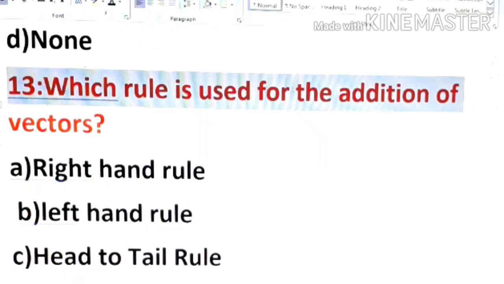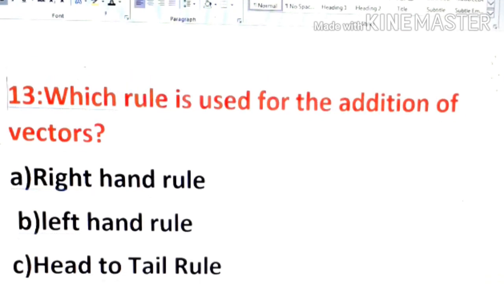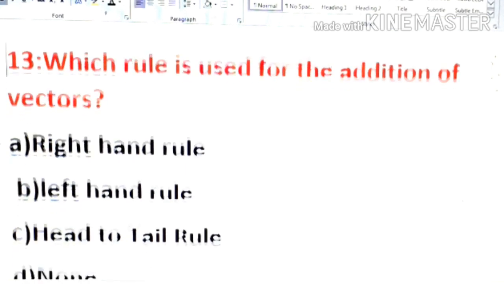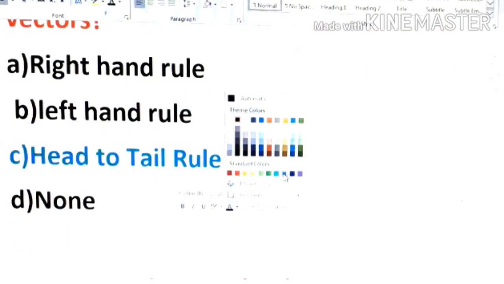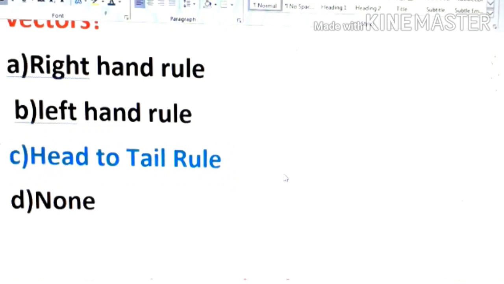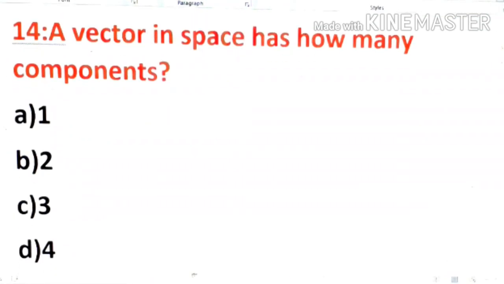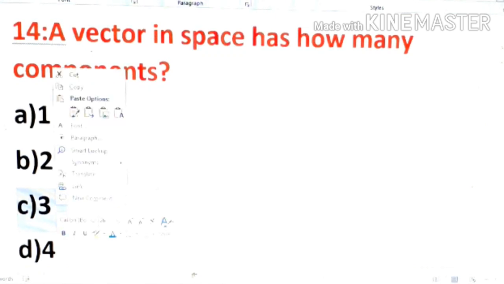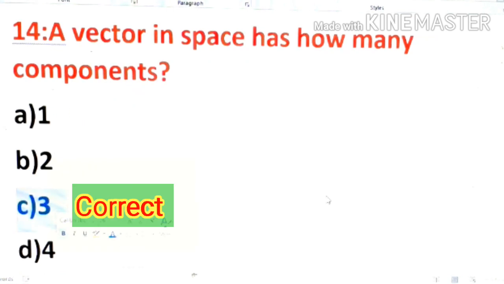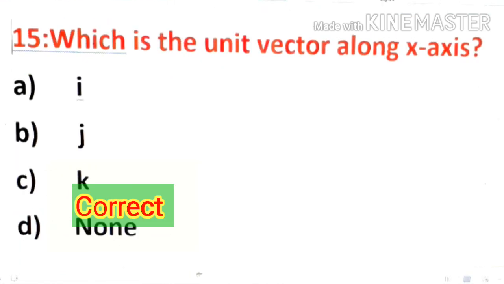Which rule is used for the addition of vectors? Option A, right hand rule. Option B, left hand rule. Option C, head to tail rule. Option D, none. The correct answer is option C, head to tail rule. A vector in space has how many components? Option A 1, option B 2, option C 3, option D 4. The correct answer is option C, 3.